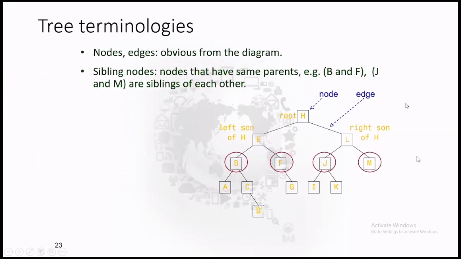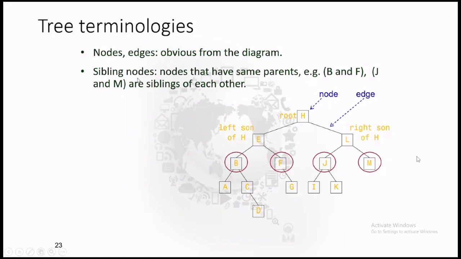Same, we have nodes and edges. So this is the nodes, where just now, it is the leaves, but here is the root. This is the leaf, and the edge is the branches, right?